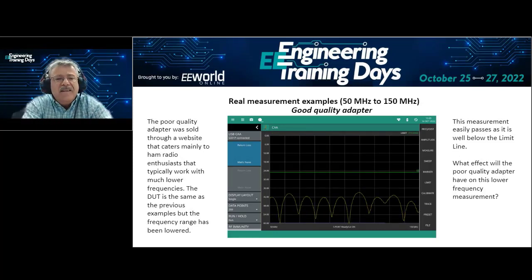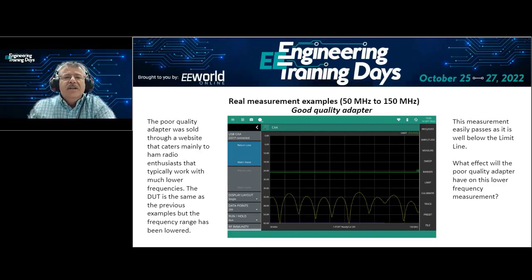That poor quality adapter was actually purchased through a site that caters to the ham radio market, which doesn't work at the cellular frequencies. They're usually working at much lower frequencies. So I decided to see what kind of impact that adapter would have at lower frequencies. Same cable, same measurements that we just saw the first time, except that instead of going from 1850 to 1990 megahertz, for these measurements, we'll go 50 to 150.